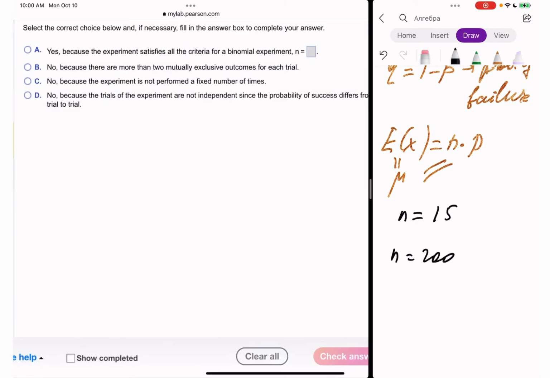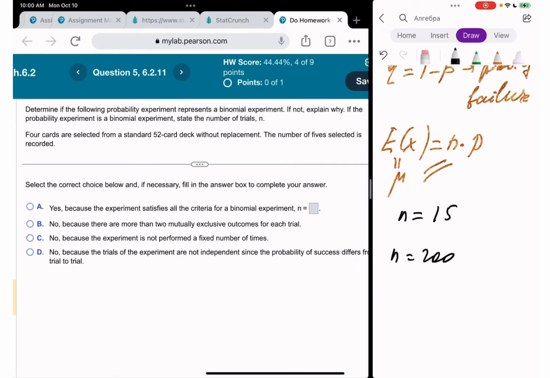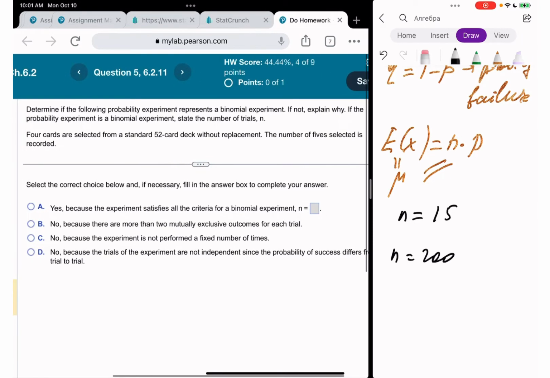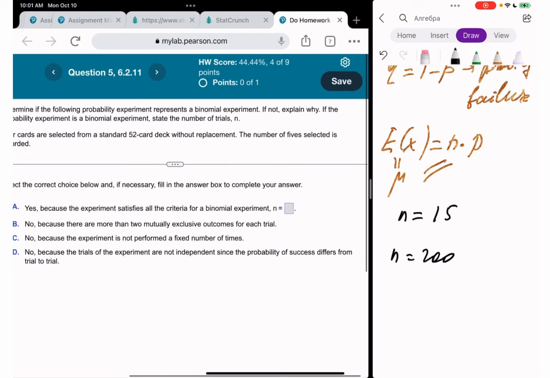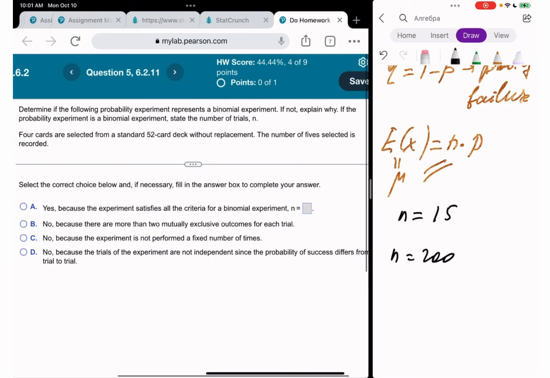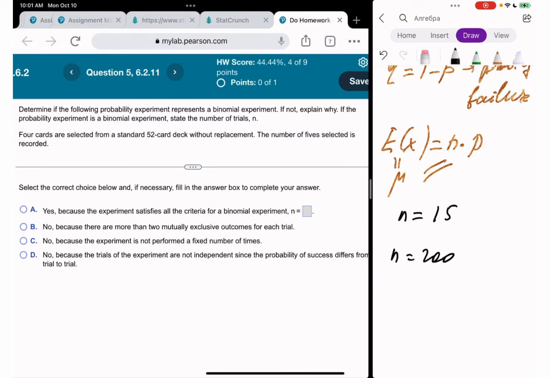Nice work. Moving to question number 5. Determine if the following probability experiment represents a binomial experiment. If not, explain why. If the probability experiment is binomial, then state the number of trials n. 4 cards are selected from a standard 52 card deck without replacement.